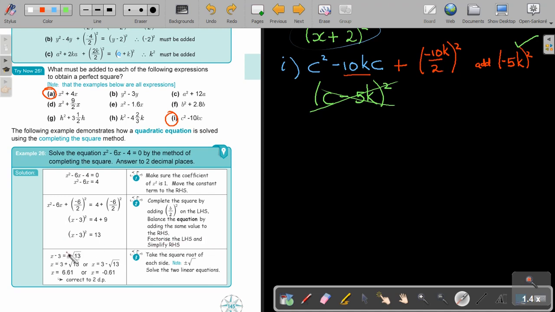And now I do what we did in the beginning. Because now I have a square, I take the square root, and then I bring that one over, and I just press it on my calculator. So take the square root of each side, note plus minus on this side, solve the 2 linear equations. And there I solved it. Okay.